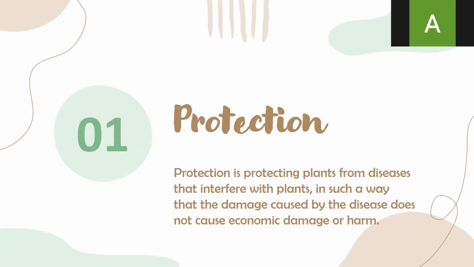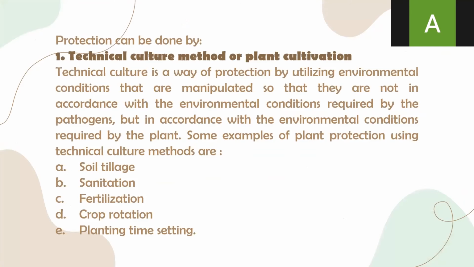The first method is protection. Protection is protecting plants from diseases that interfere with plants in such a way that the damage caused by the disease doesn't cause economic damage or harm. Protection can be done by, 1. Technical culture method or plant cultivation.